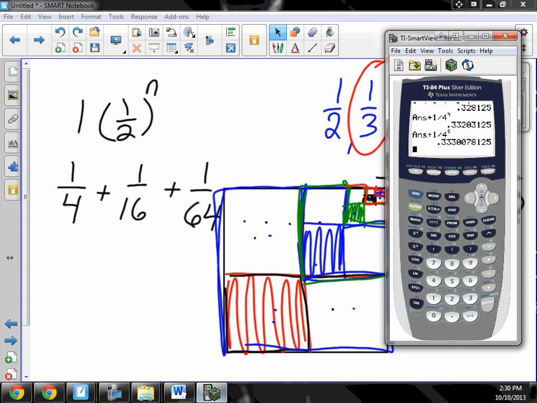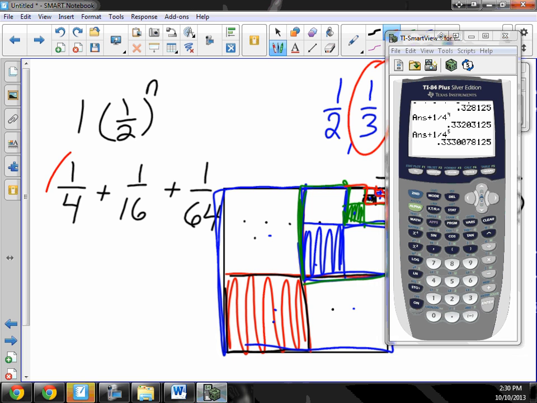A sequence is a list of numbers, 1/4, 1/16, 1/64. A series is when you add a sequence together. So this is a sequence. If I start adding them together, it's called a series. And if that series goes on forever, it's called an infinite series. And a lot of times, geometric series, we say the word converge on a number. This converges at 1/3.